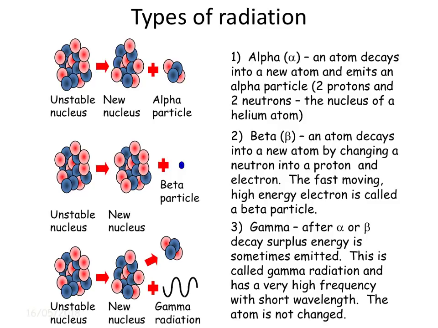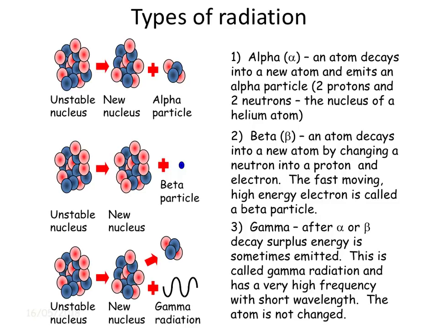The third type of radiation that we're going to look at is gamma rays. Gamma rays are usually emitted after alpha or beta decay, and what happens after alpha or beta decay is the nucleus is often left in an excited state. As it's in an excited state, it will need to lose some excess energy, and it loses that excess energy as a gamma radiation or a gamma wave.